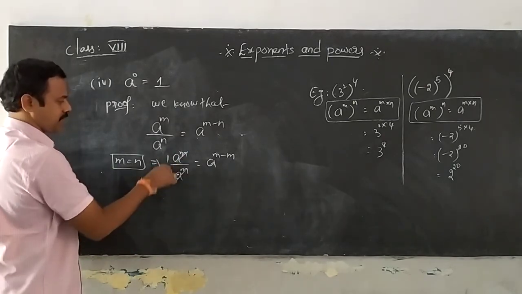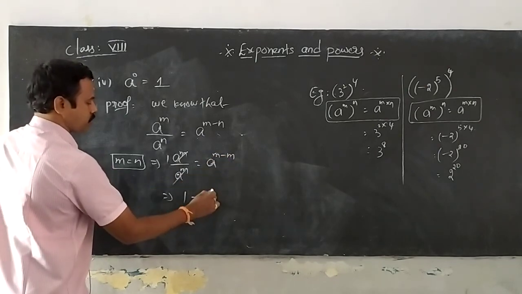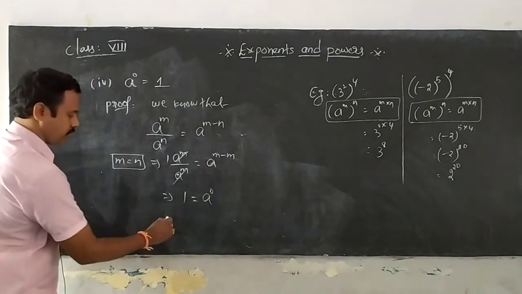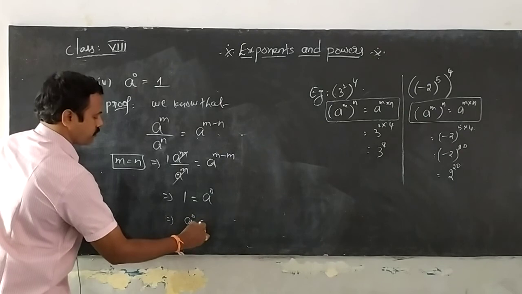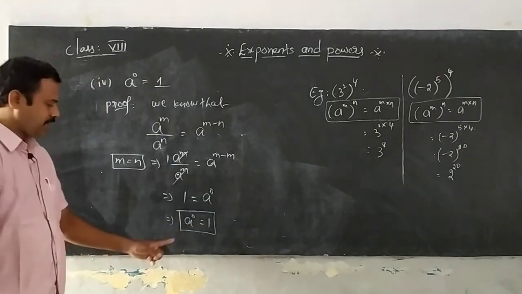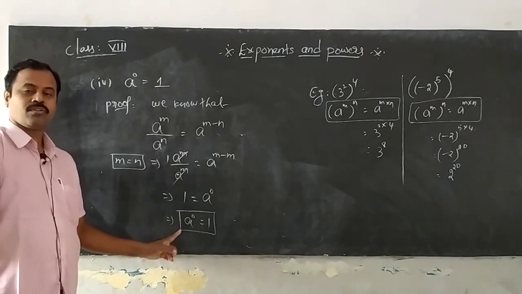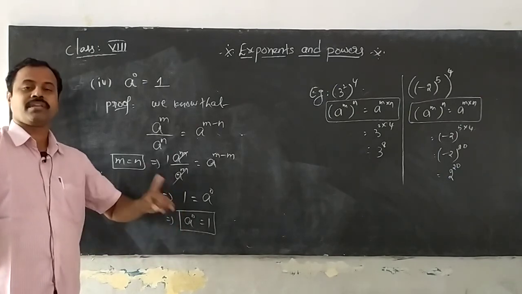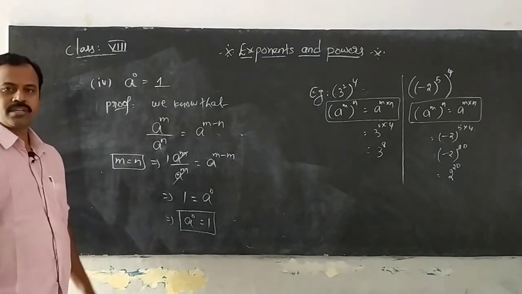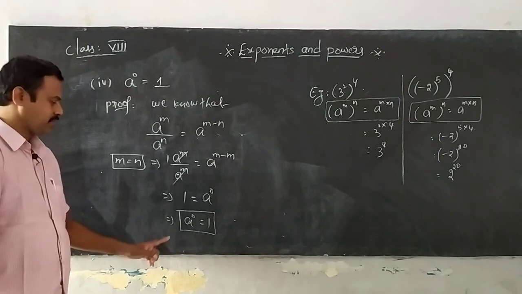So you can cancel them and get 1 is equal to a power m minus m, which is a power 0. So that implies a to the power of 0 is always equal to 1. But here you must see one thing, that your value for a must not be equal to 0. Okay, a should not be equal to 0. Is it clear everybody? Right.